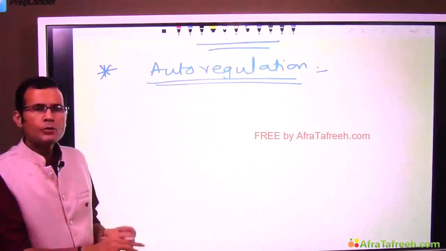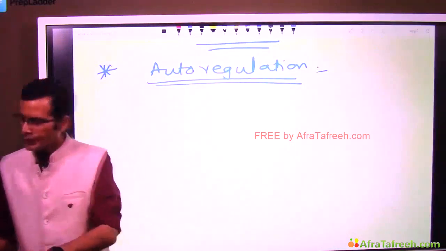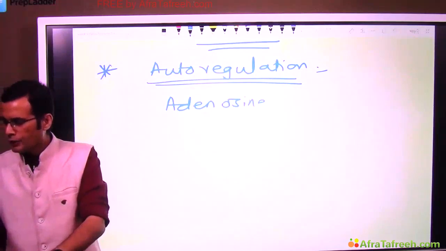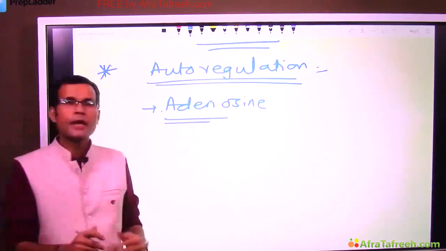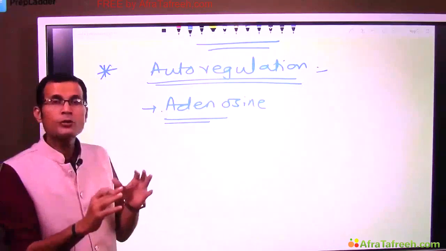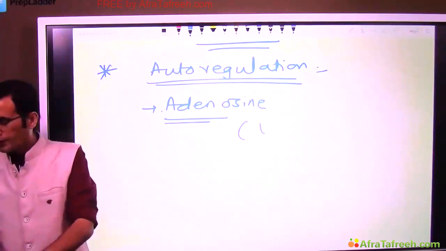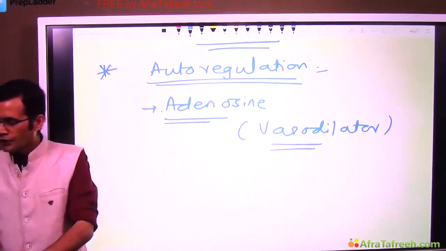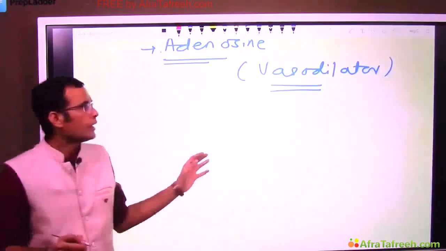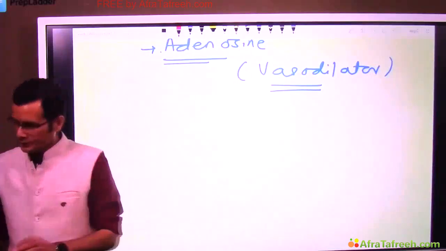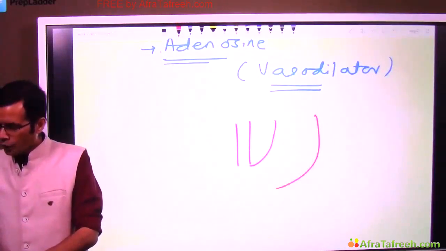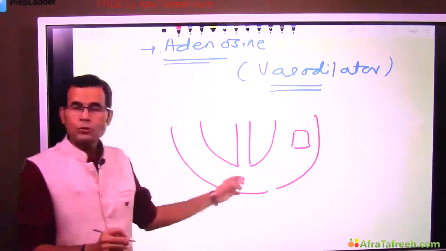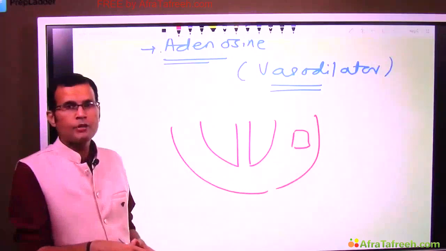And the most important regulator is adenosine. Adenosine is said to be an important vasodilator and the substance that's involved in auto-regulation of blood flow. For instance, when the heart rate increases, the myocardial oxygen demand will also increase. So it will need extra blood flow.